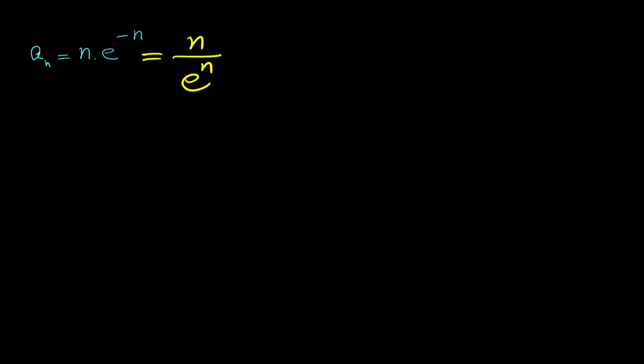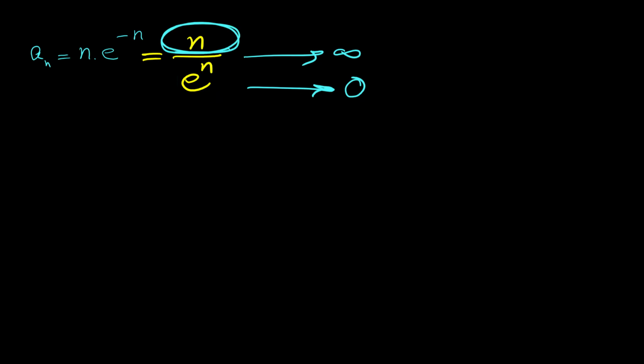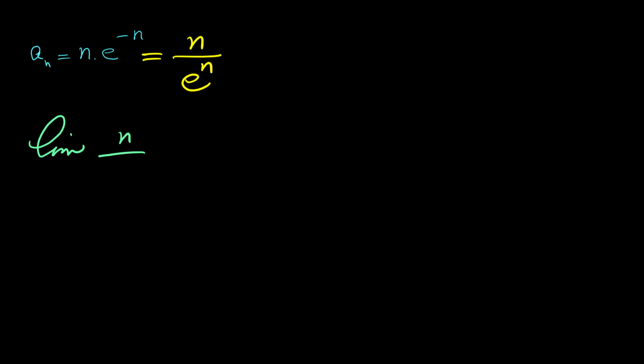The thing is that we have to be able to figure out which one is bigger, the infinity at the numerator or the infinity at the denominator. Which one is dominant? If the numerator is bigger, then this goes to infinity. If the denominator is bigger, then this converges to 0. So we have to find the limit of n over e to the n when n goes to infinity.